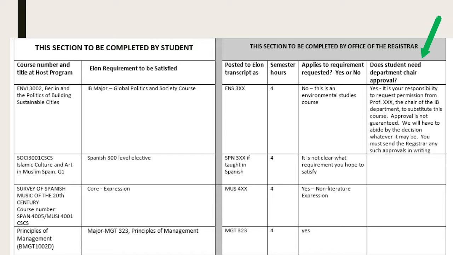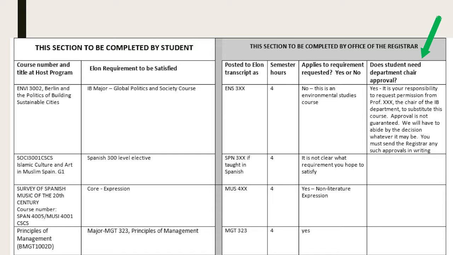And then the second column is where you're telling me what Elon requirement you're hoping to satisfy. So we're not asking, I think this course is going to transfer as History 111. You don't have to worry about that. What I need you to tell me is, I want to take this course to satisfy principles of management in my marketing major. I want to take this course to satisfy advanced studies outside my major. So again, be as specific as you can, because that's the information we need to give answers back to you. And then the 4 columns on the right are the information we're sending back to you.